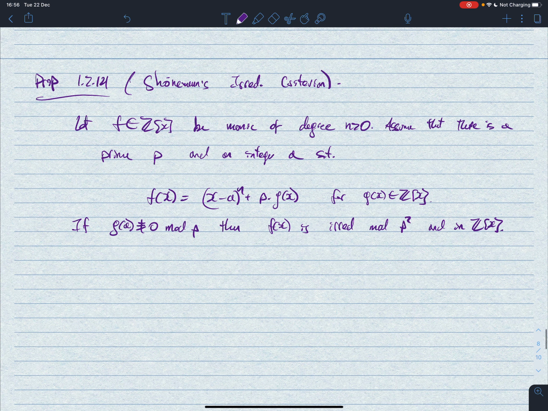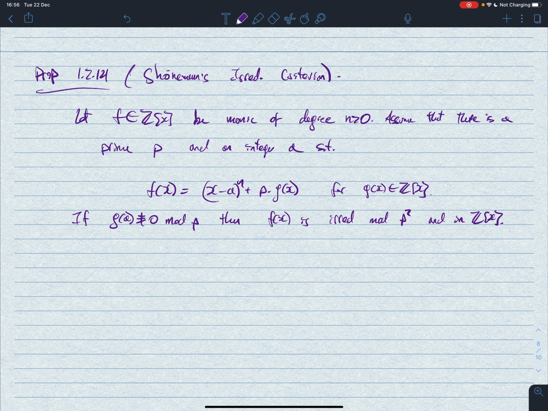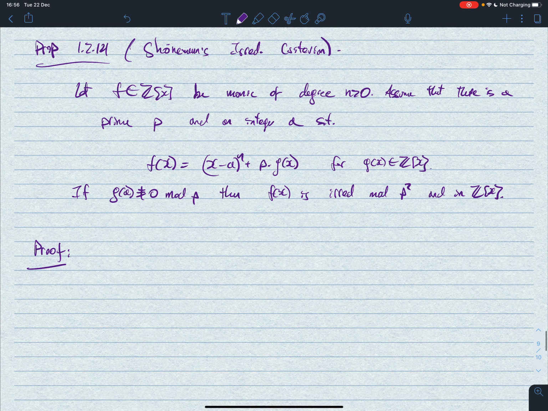Great. So I think, historically, this came before Eisenstein's criterion, and technically you can use this to prove Eisenstein's criterion, which we're going to do. But this is slightly different, and it has some fun uses, which you might see.